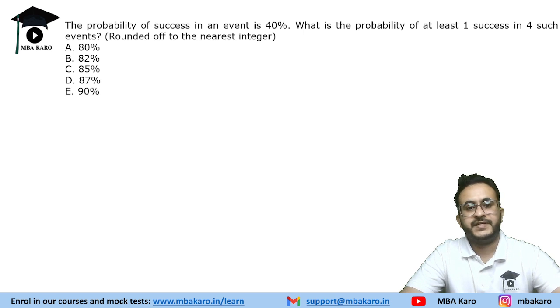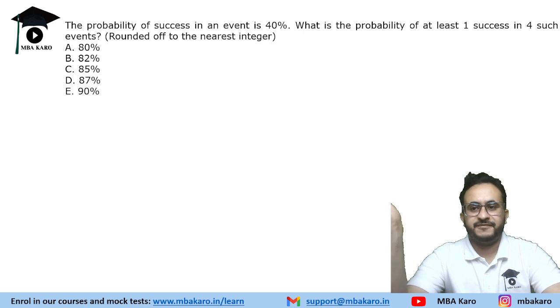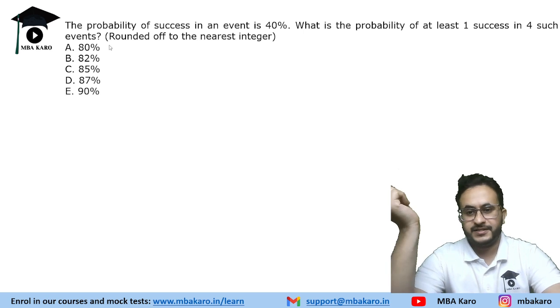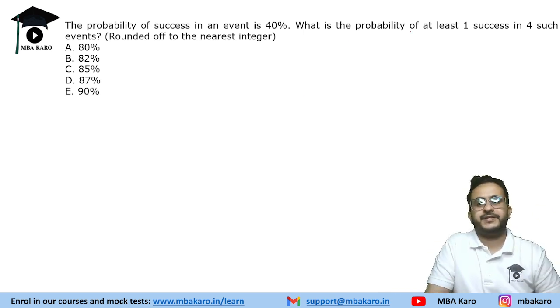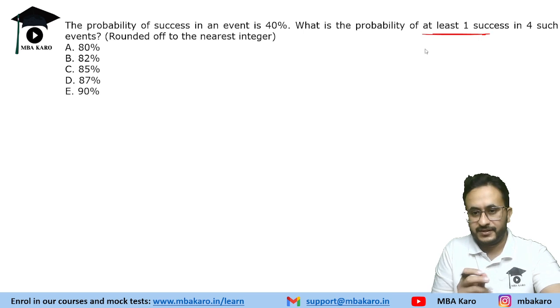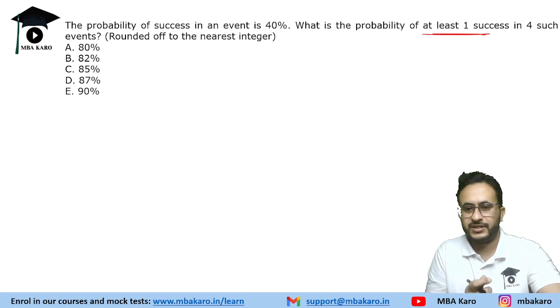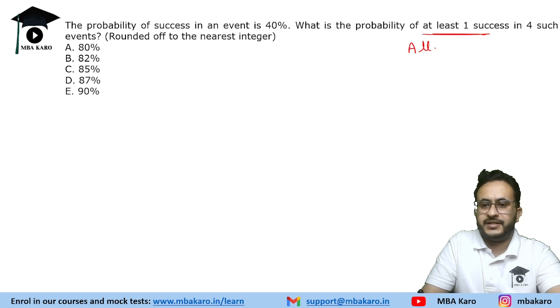The probability of success in an event is 40%. What is the probability of at least one success in 4 such events? Now, you might be thinking, if you see the options, 80 to 90%, how can we have such a high success? Now see this, at least one. In combination, sometimes they ask the question, how many ways of selecting at least one person? At least one means all minus none. Okay, in case of combination.